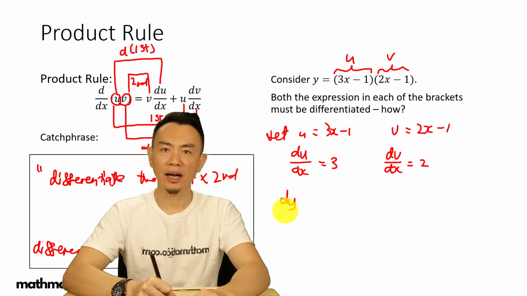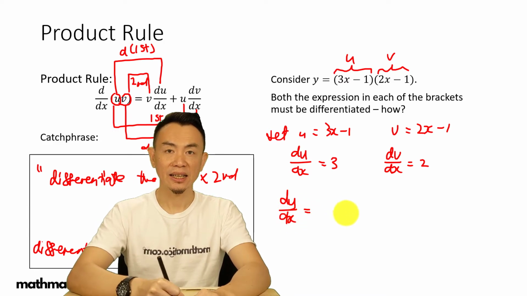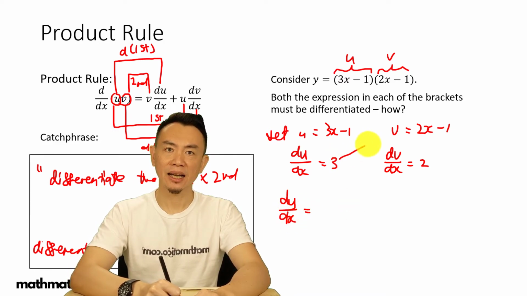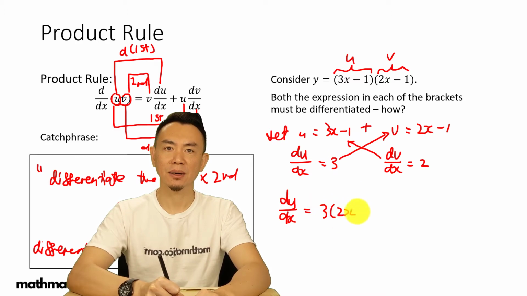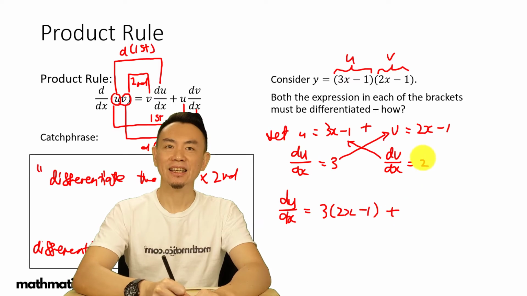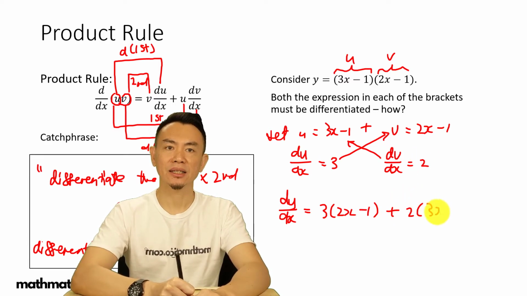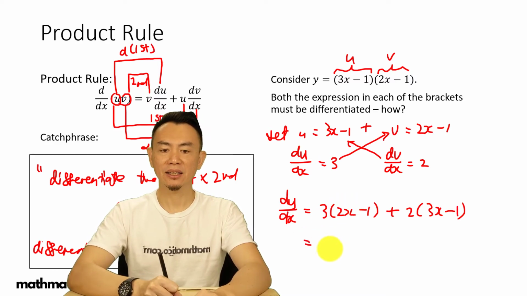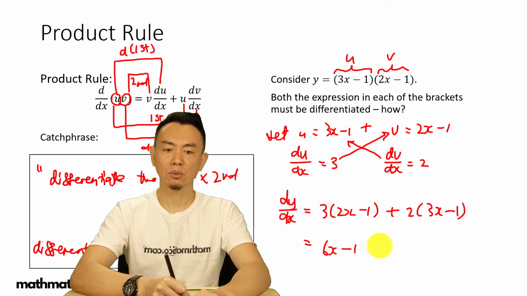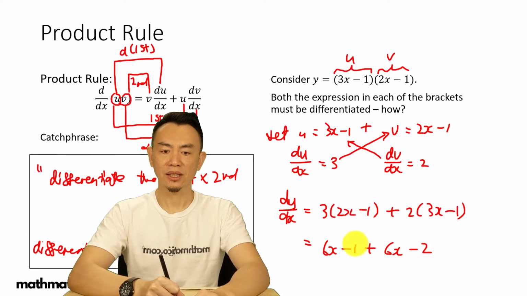Then we have dy by dx, and that is equals to differentiate the first times the second, okay? Plus differentiate the second times the first, okay? Differentiate the first times second, you have 3 bracket 2x minus 1 plus differentiate the second, you have a 2 here times 3x minus 1. Okay, then we are going to multiply out, expand and simplify. 3 times 2 is 6x minus 3 plus 2 times 3 is 6x minus 2. So 6x plus 6x is 12x minus 5 here, okay?